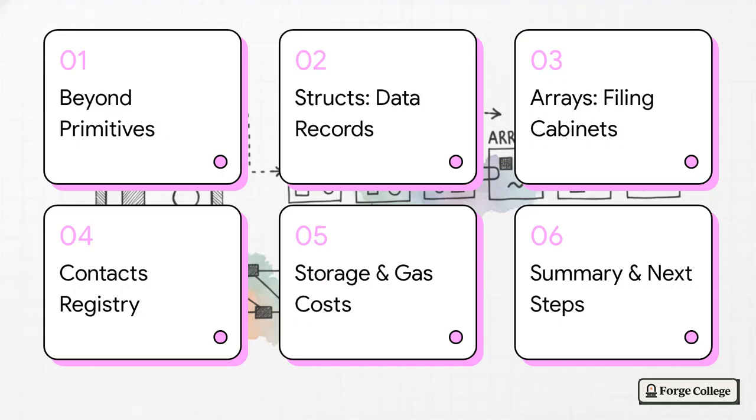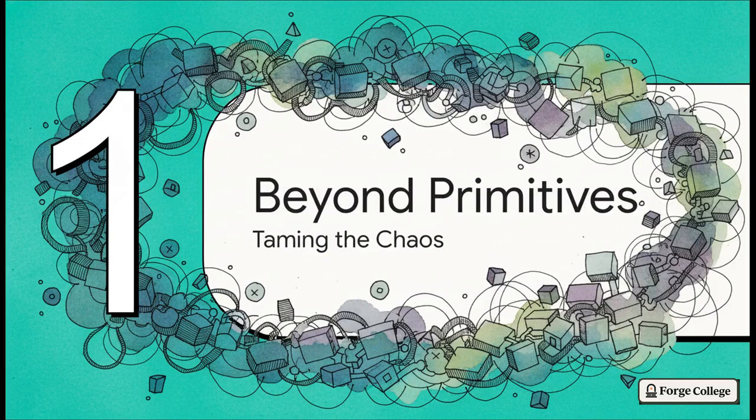We definitely need a better way to do this. All right, here's our game plan for today. First, we'll look beyond primitive data types. Then we'll dive into structs, which are your data records, followed by arrays, your filing cabinets. After that, we'll build a contacts registry together, cover storage mechanics and gas, and finally wrap up with a summary and next steps. Let's jump right into section 1.